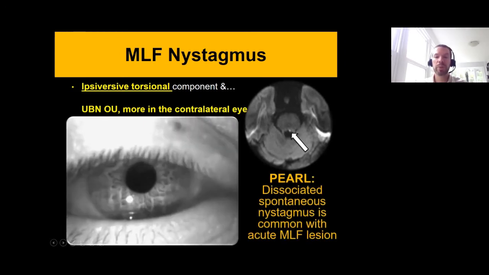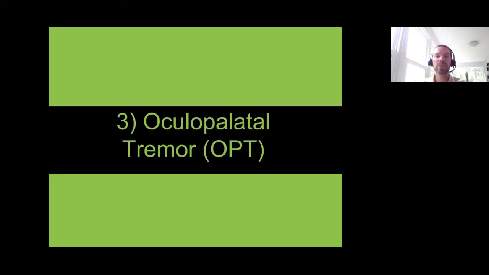So this dissociated spontaneous nystagmus is very common with an acute MLF lesion. And again, this is another manifestation that's very short-lived, very transient. You have to look closely for it.